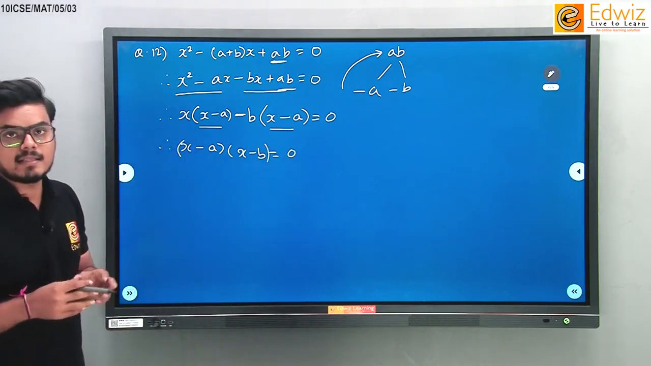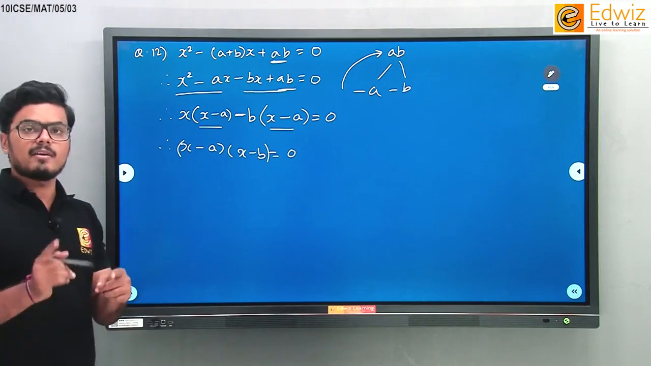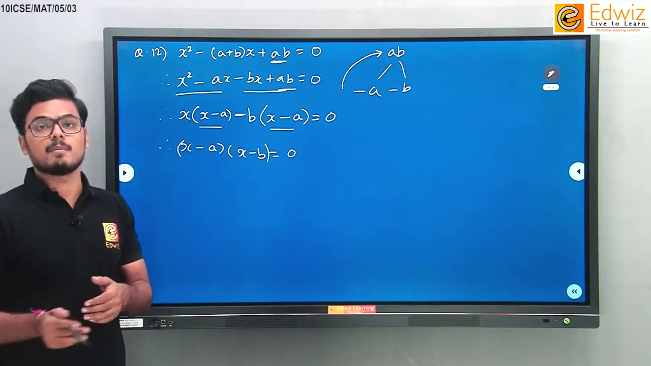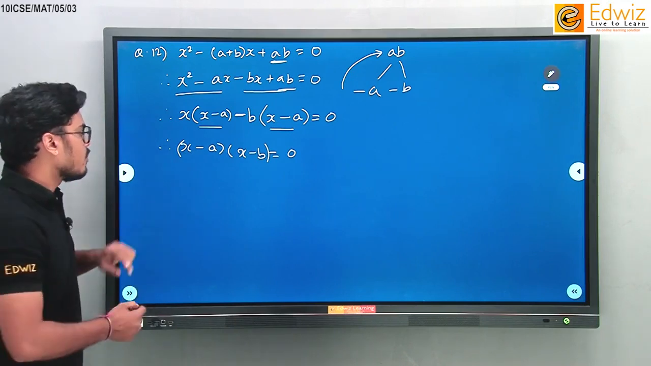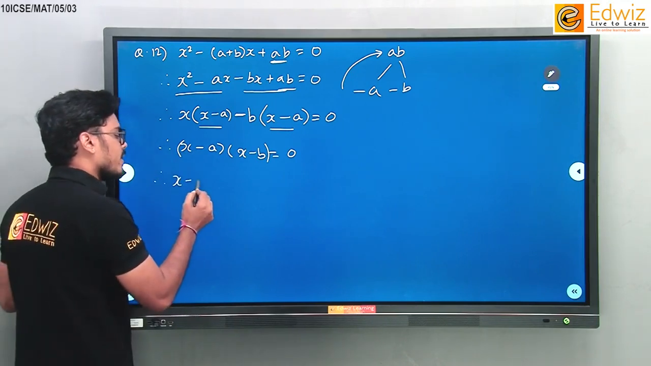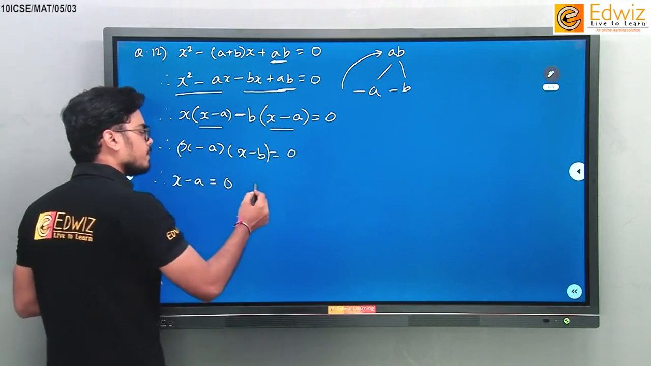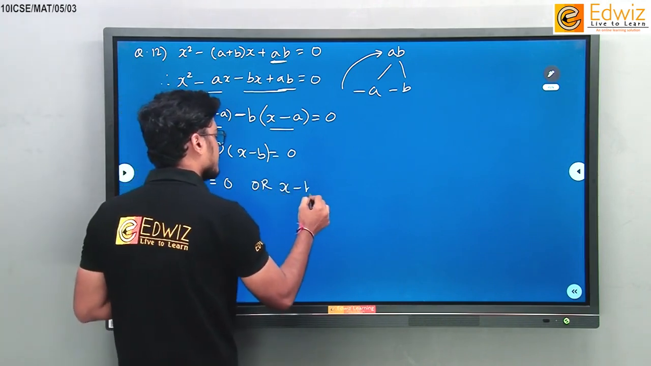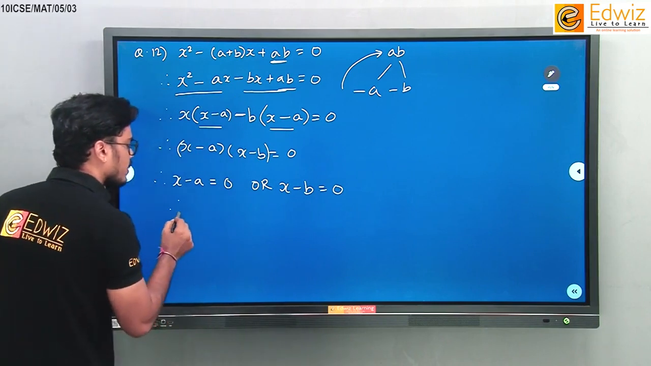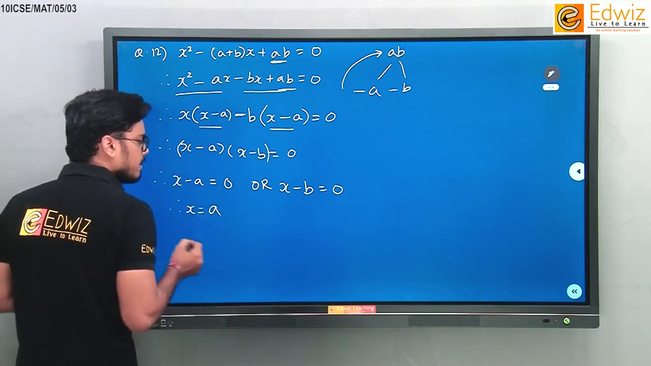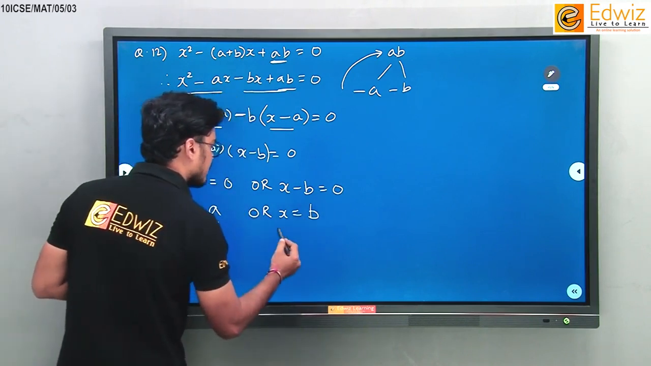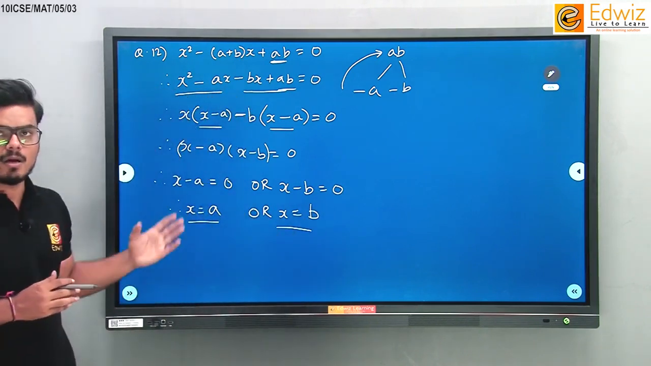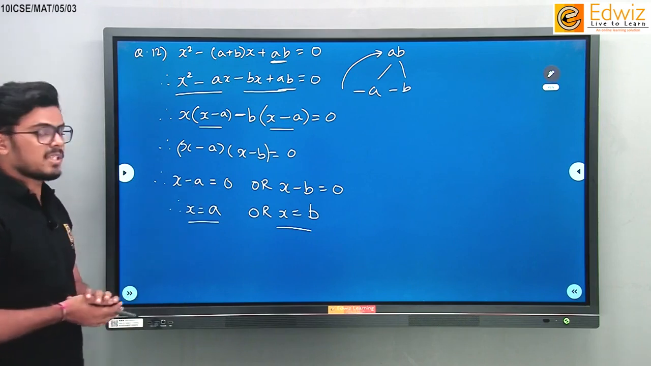So this is what I was talking about, the factorization. You have learned this identity in your earlier standards. You had a formula for x plus a multiplied by x plus b. This is a slight modification of that. Now use the zero product rule. So x minus a is equal to 0 or x minus b equal to 0. So x equal to a or x equal to b. This is our required solution, a or b. That's it. So this is question number 12.